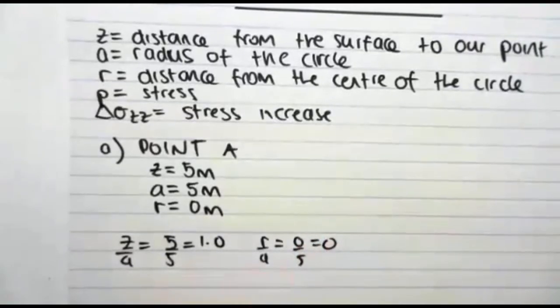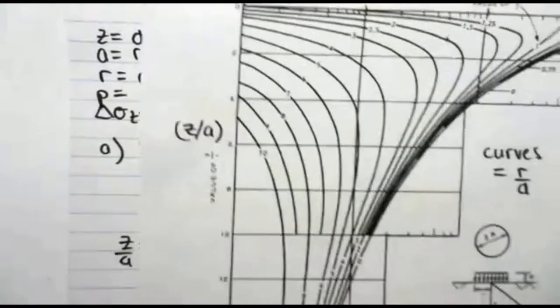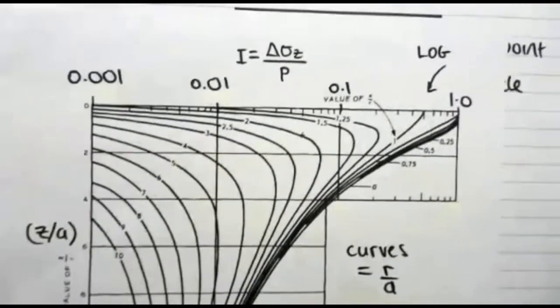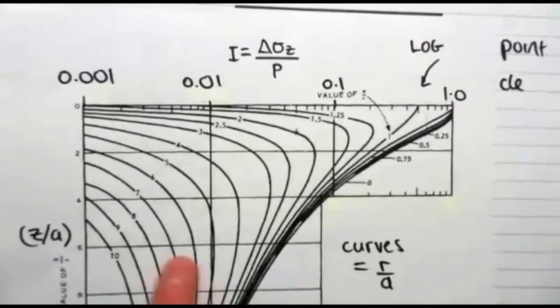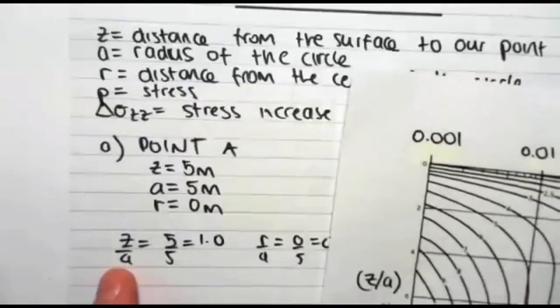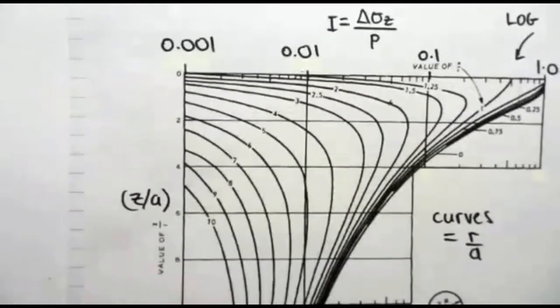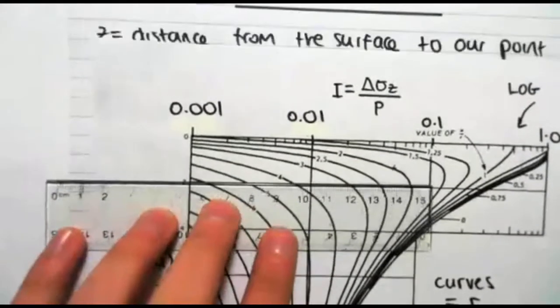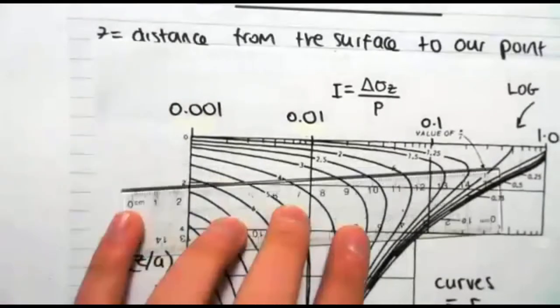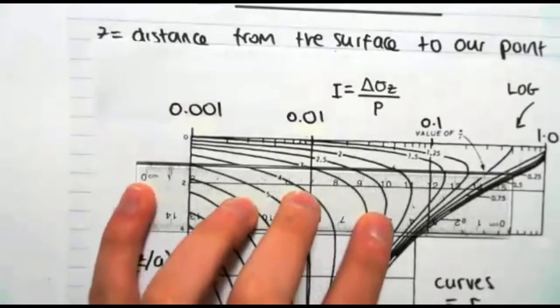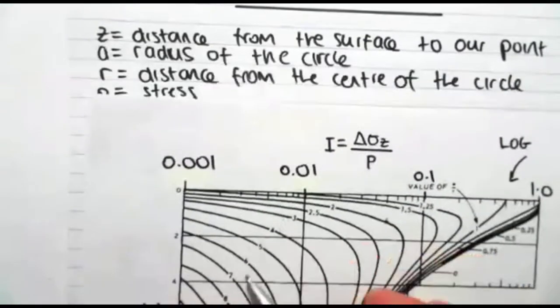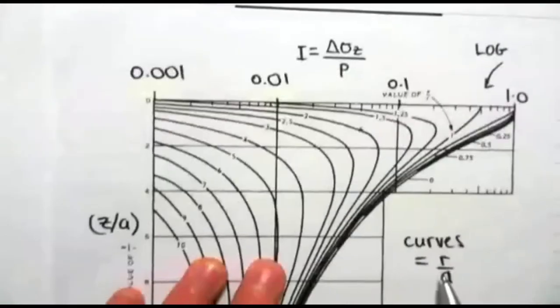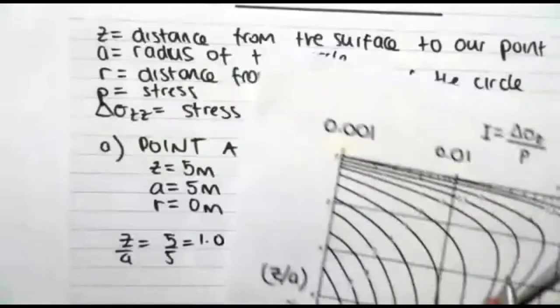So we have 1 and 0. Z on A is this axis, and R on A is the values on the curve. So Z on A is 1, so that would roughly be around here. Here's 0 and 2, so that would be 1. R on A is the value, which are all these values, and we have an R on A of 0.